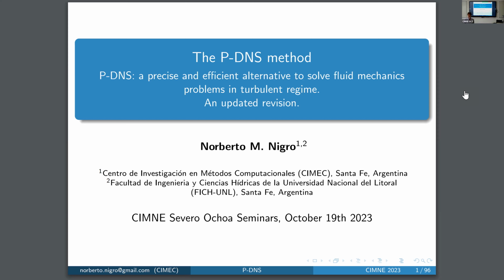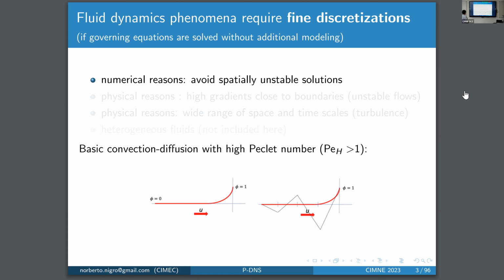Pseudo-DNS, pseudo direct numerical simulation, is considered a precise and efficient alternative to solve fluid mechanics problems, especially in turbulent regime. And on this occasion, I want to show you an updated revision of this work. First of all, there are some historical projects. 2 or 3 years ago, I came here to Sydney and worked with Sergio trying to apply this methodology to scalar transport problems, not only fluid mechanics. And I want to start by showing you some preliminary results about using this methodology for scalar transport problems.